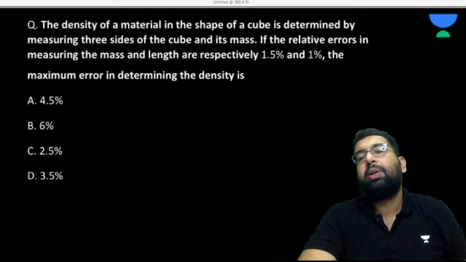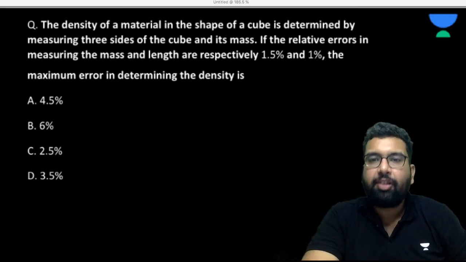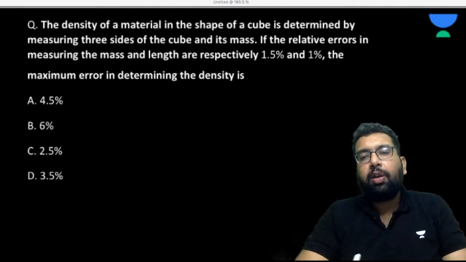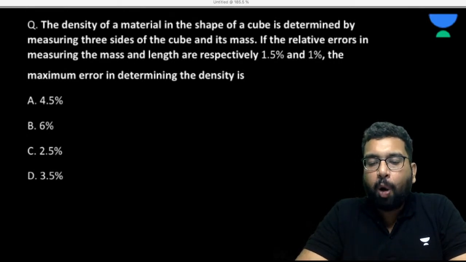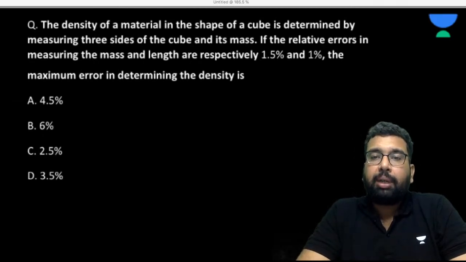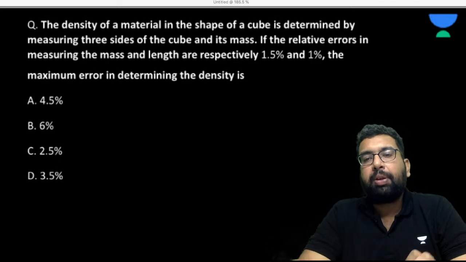The live students can respond to me in the live chat, and the students who are watching the recording of this session can pause the video here, and after pausing the video, you can solve this question first before I solve it. See, error analysis questions you will see in abundance when we are seeing the previous year questions.